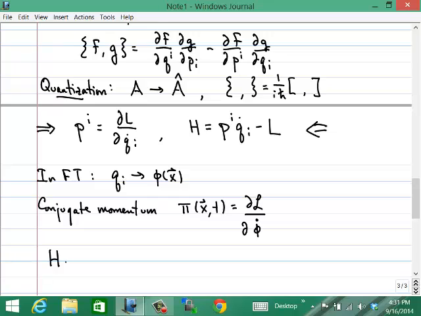And the Hamiltonian of the theory is the integral d³x of some Hamiltonian density, which is equal to πφ̇ minus L. And as we saw above, that's precisely the energy density, namely the zero component of the conserved 4-vector associated with time translations. Okay. Just as in classical mechanics. So in principle, if we wanted to, we could work only with the Hamiltonian formulation of classical field theory instead of the Lagrangian formulation.